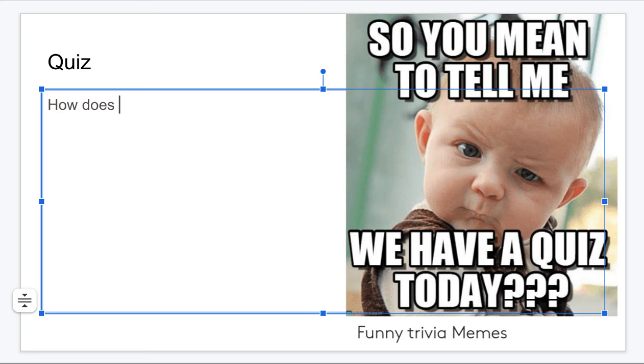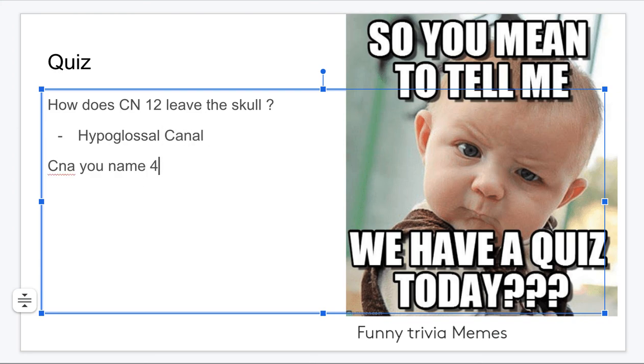Quiz time, quick quiz. How does cranial nerve number 12 leave the skull? So the answer is going to be the hypoglossal canal.